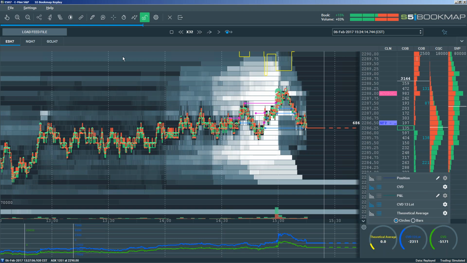The settings are what I showed you for the strategy. For the theoretical average, all you do is turn on the widget. I turn off these P&L and position lines. I'm not sure what they're supposed to mean. I don't know why they're here.